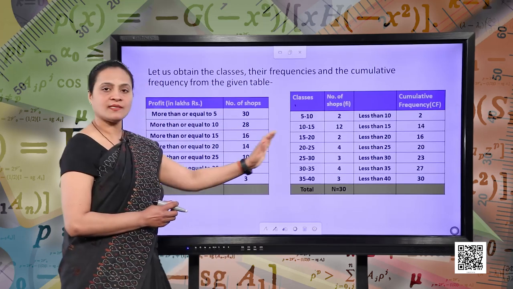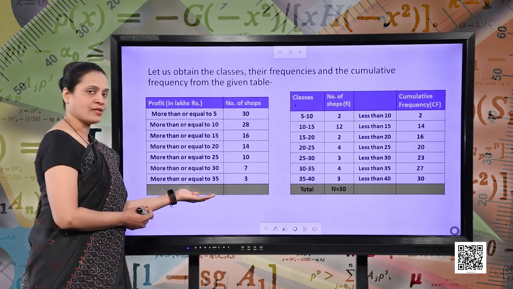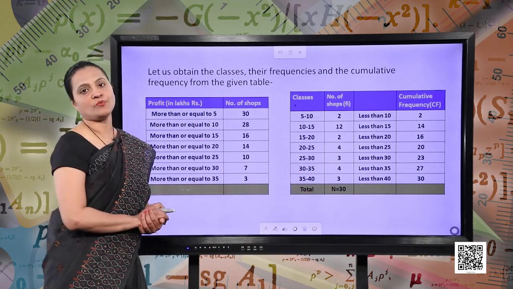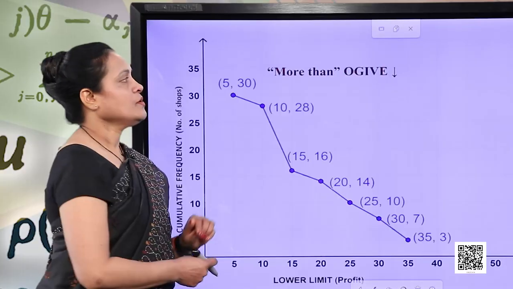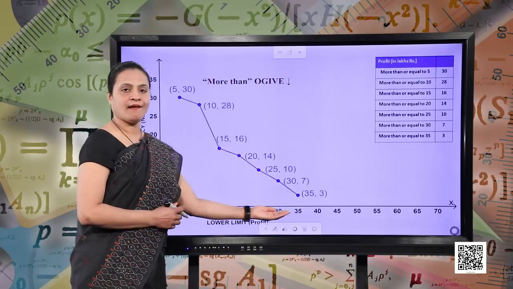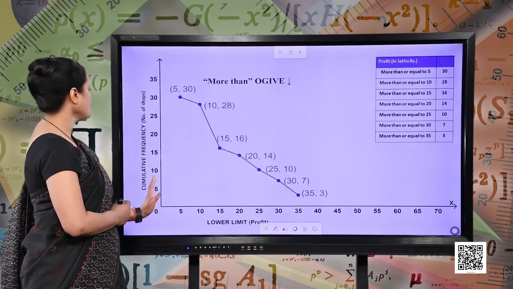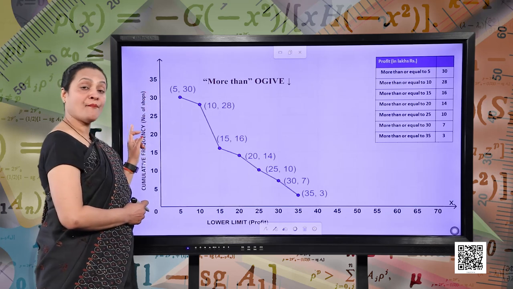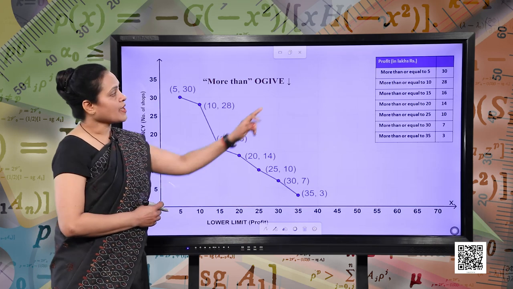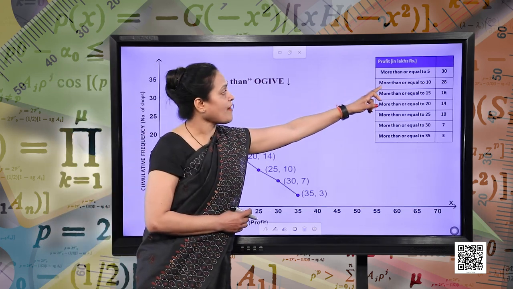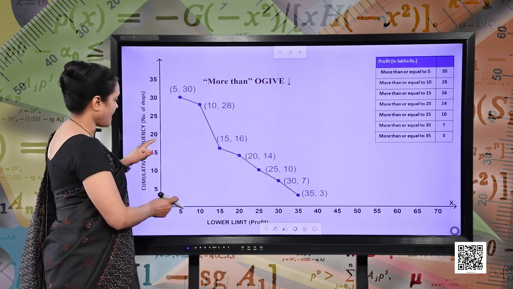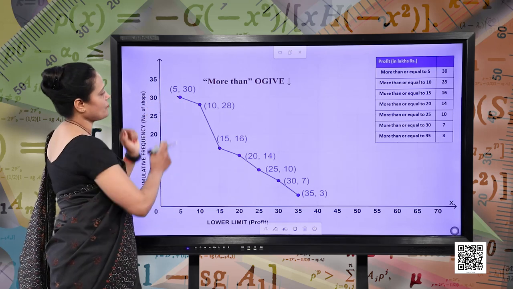After getting these tables, now we can plot the more than type ogive as well as the less than type ogive for this distribution. Let us go for that. To plot the more than type ogive, we will take profit along the x-axis and cumulative frequency, which is the number of shops in this case, along the y-axis. So, here you can take the first point, taking 5 on x-axis and 30 on y-axis. So, you get your first point.